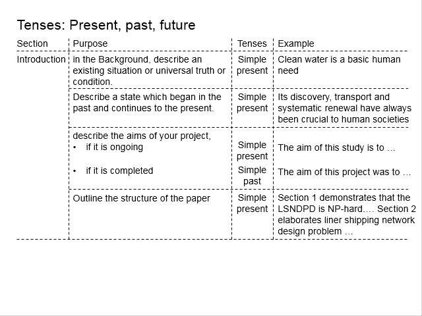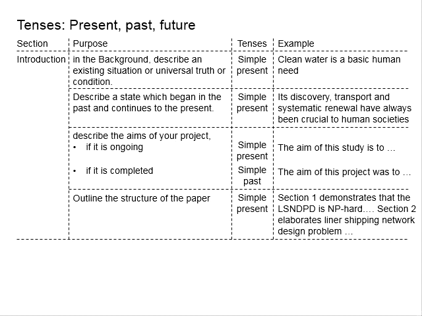Or in the introduction, sometimes you are describing a state which began in the past and continues in the present. Since the condition is still happening in the present, and the focus of your discussion is on the matters that are happening in the present, you may use the simple present tense. For example, its discovery, transport and systematic renewal has always been crucial to human societies. You are talking about something which is always happening.